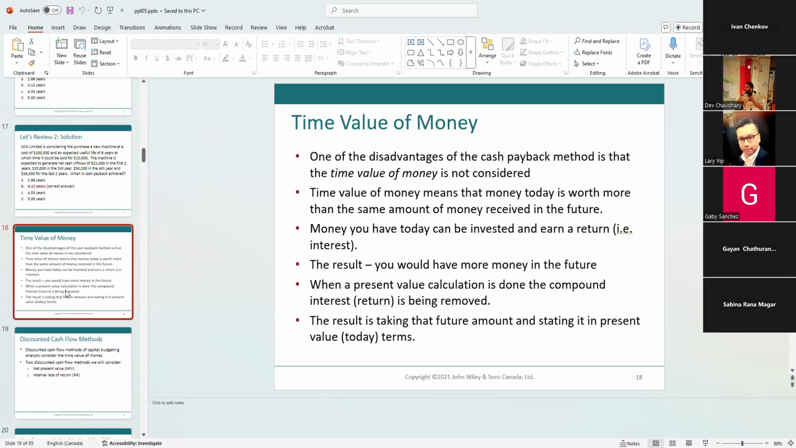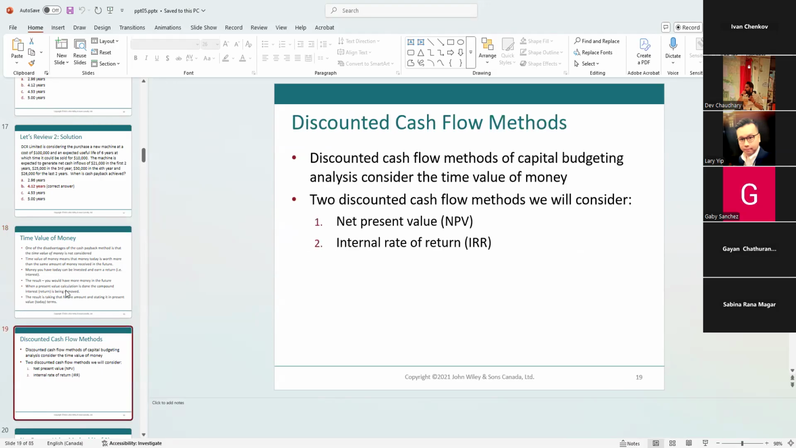That means if we receive more dollars tomorrow, today they're worth less money. In order to do that, we have to use some discounted cash method. Once it says discounted cash method, means that we're using the discount percentage. Discount percentage is the percentage that we're using to consider time value of the money.